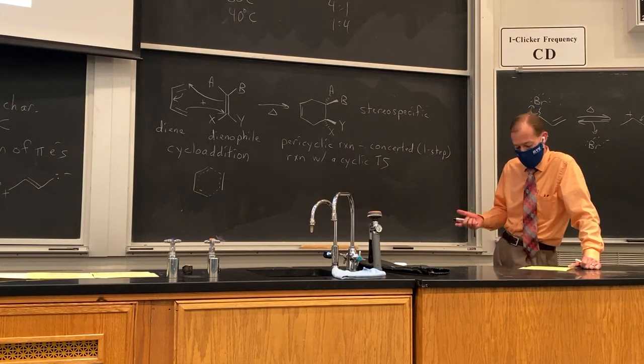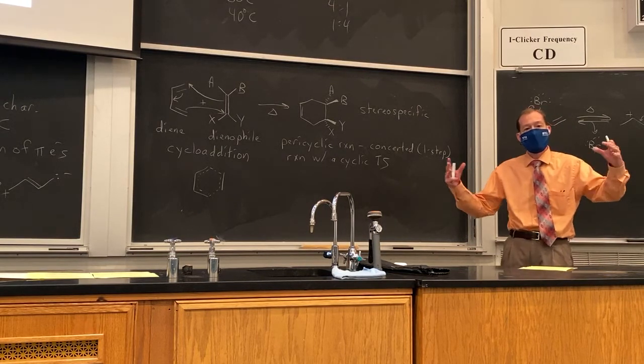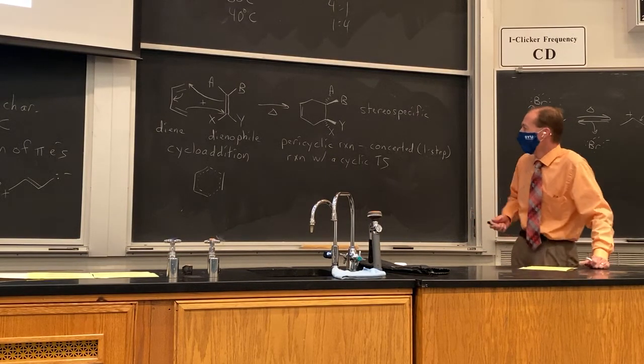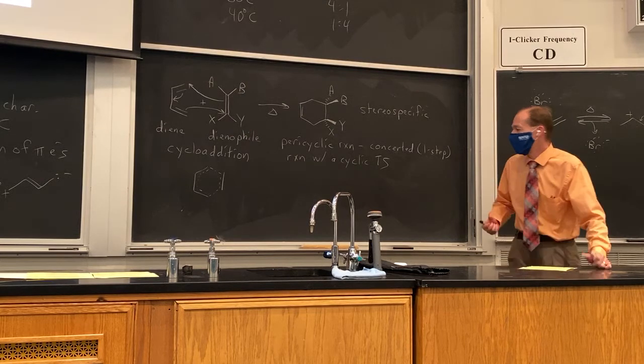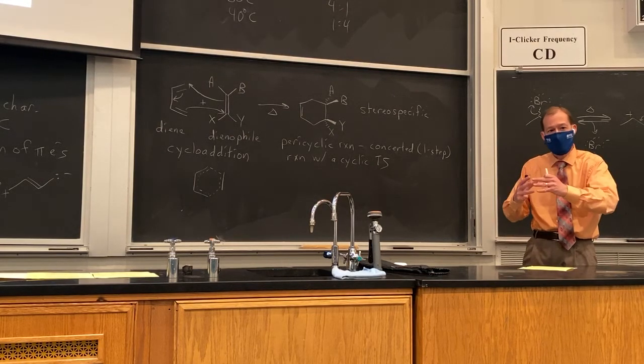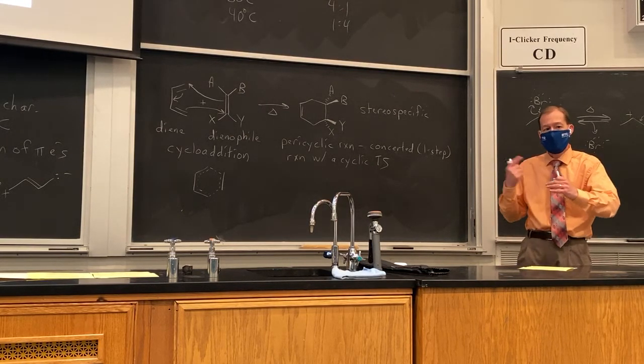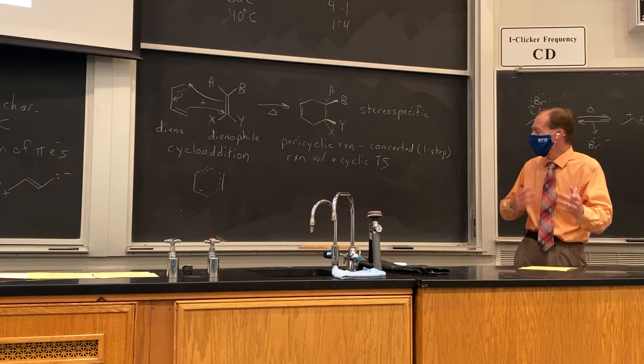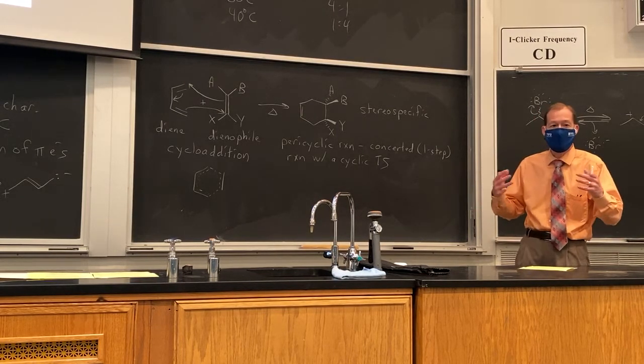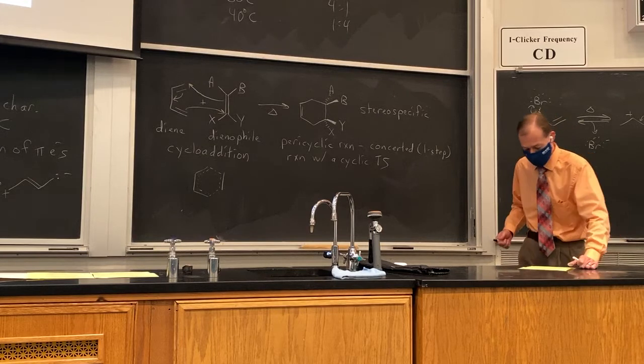So heat is required because we have to have a high degree of organization in this transition state. We have to have the diene and the dienophile come together in just the right orientation in order for the orbitals to overlap for those 6 pairs of electrons to reorganize themselves.